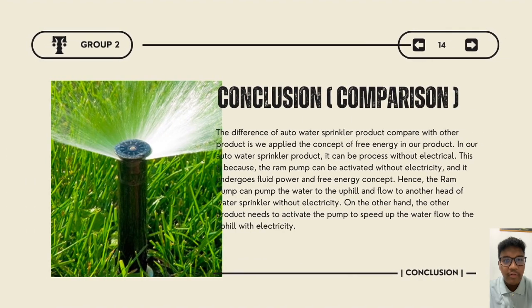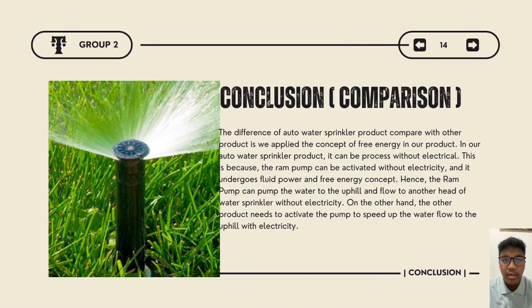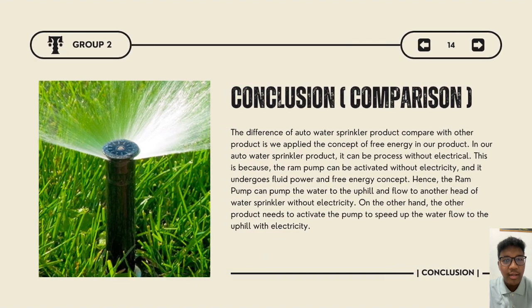Next, for the comparison, the difference of our auto water sprinkler product compared with other products is that we applied the concept of free energy. Our auto water sprinkler product can operate without electricity. This is because the ram pump can be activated without electricity, and it uses fluid power and the free energy concept. Hence, the ram pump can pump the water uphill and flow to another head of water sprinkler without electricity.